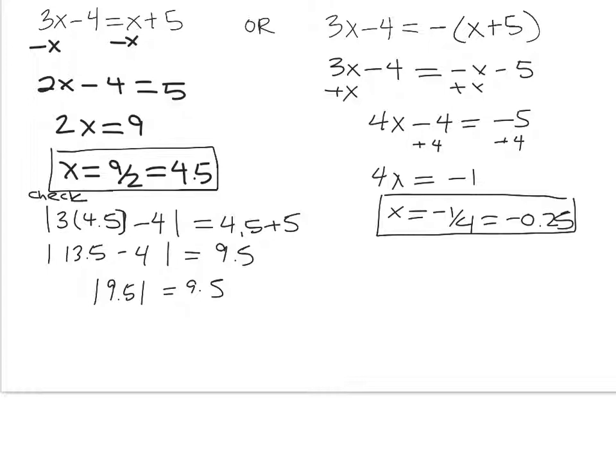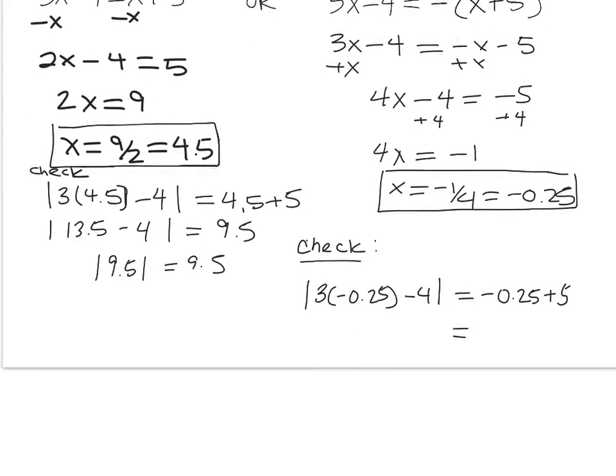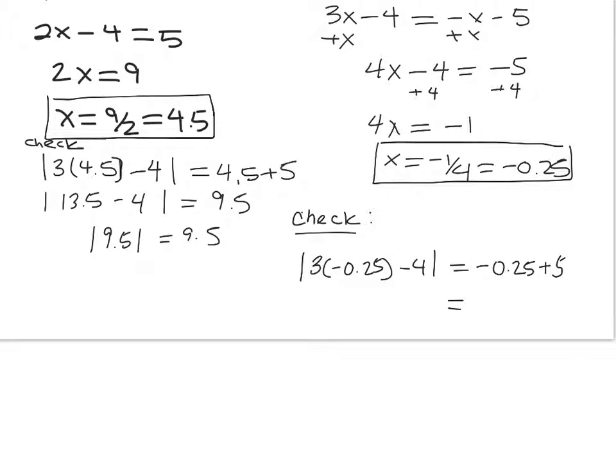So let's check this one. I boxed it before, but it's gonna work. Okay, so let's check it. Alrighty. So we'll do 3 times negative 0.25. The equation was 3 times negative 0.25 minus 4 equals the absolute value of negative 0.25 plus 5. So the right side's really, really easy. What's negative 1/4 plus 5?